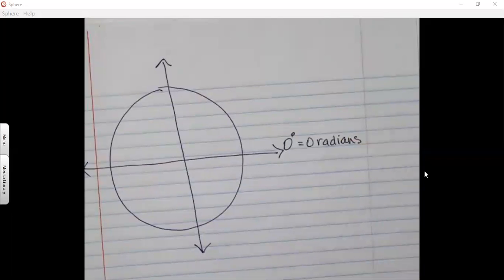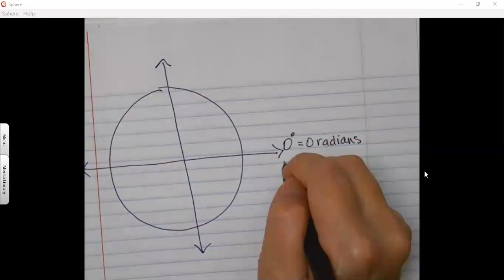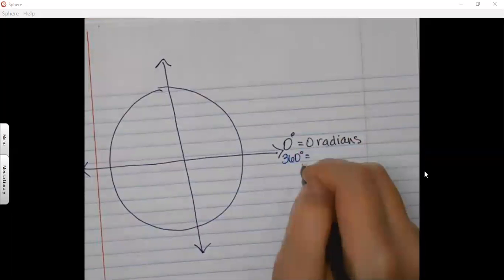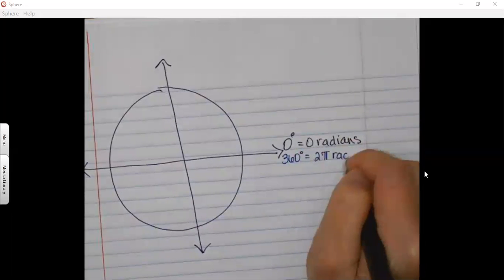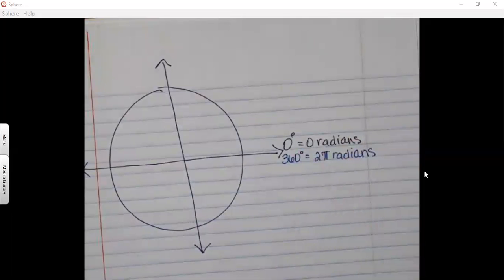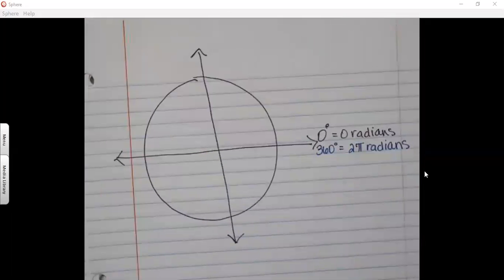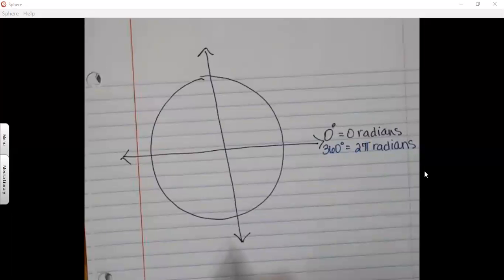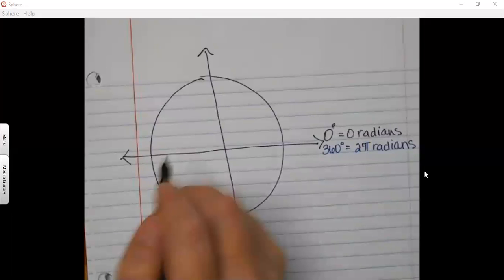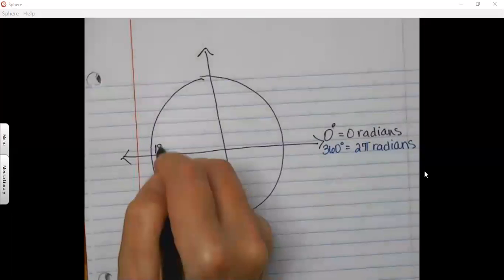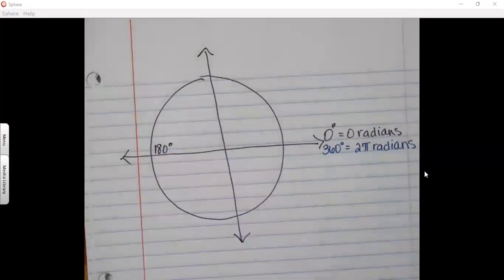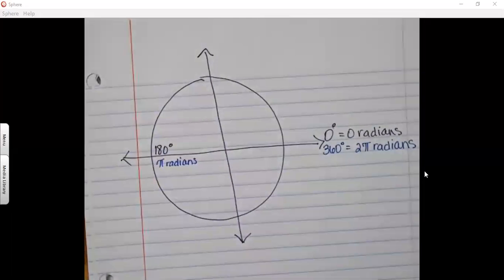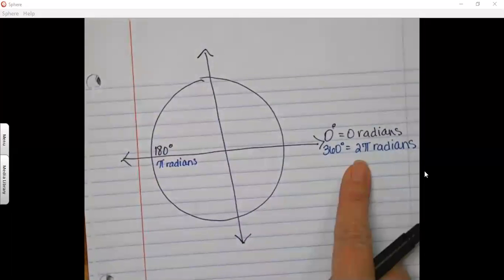Okay, and we said that a unit circle, 360 degrees, equals how many radians? 2 pi radians. Okay, so if 360 degrees is 2 pi radians, what do you think 180 degrees would be? 1 pi radian, or we would just say pi radians. Because isn't 180 half of 360? So half of 2 pi would just be pi, right? Half of 2 is 1.